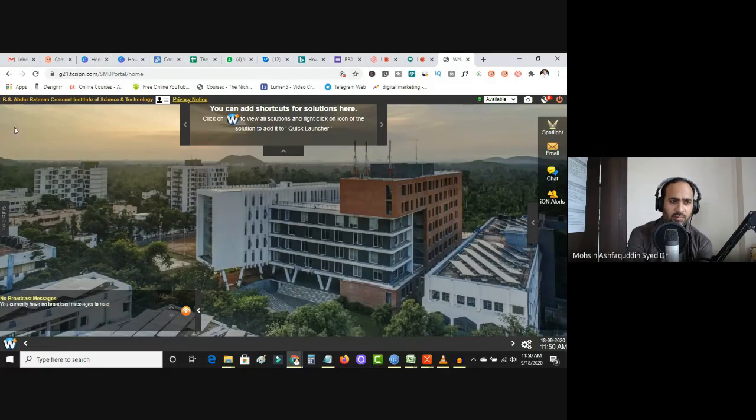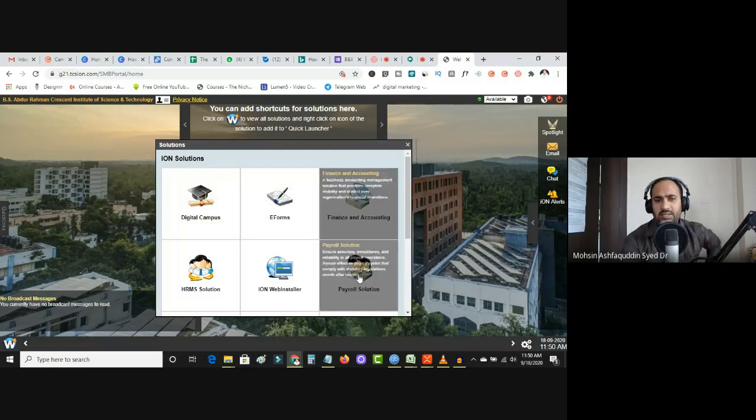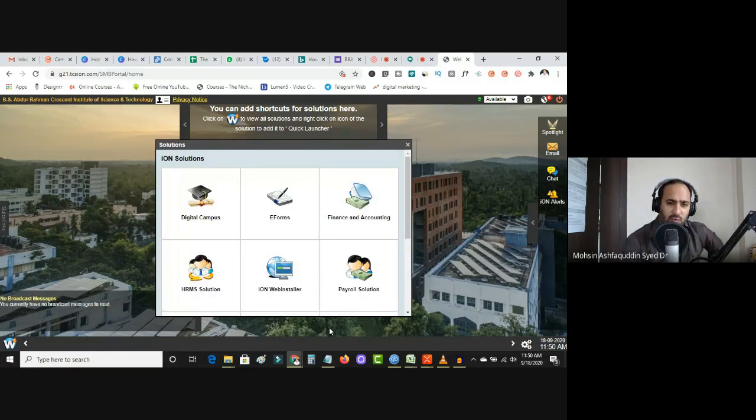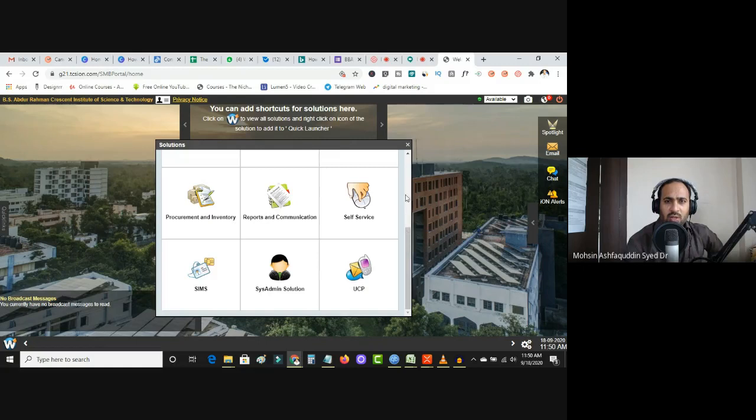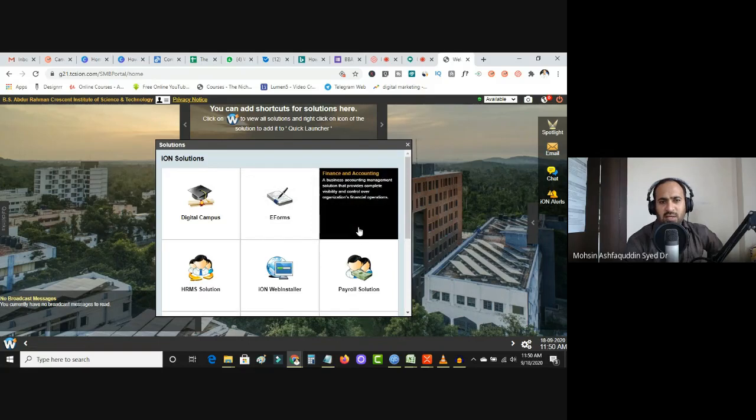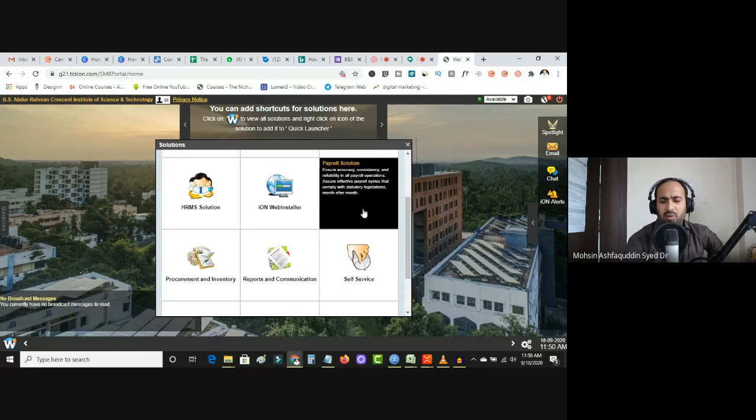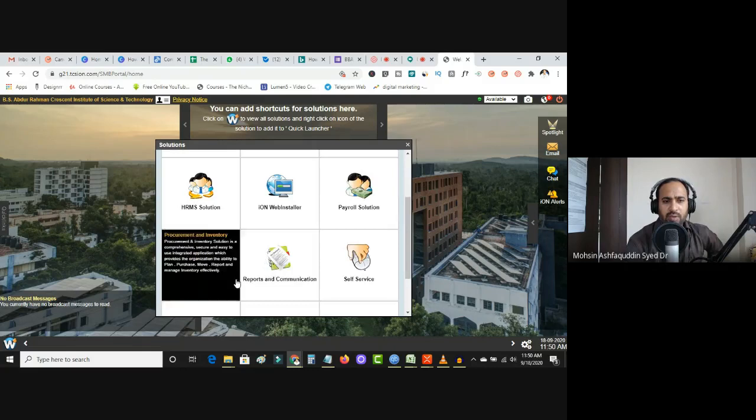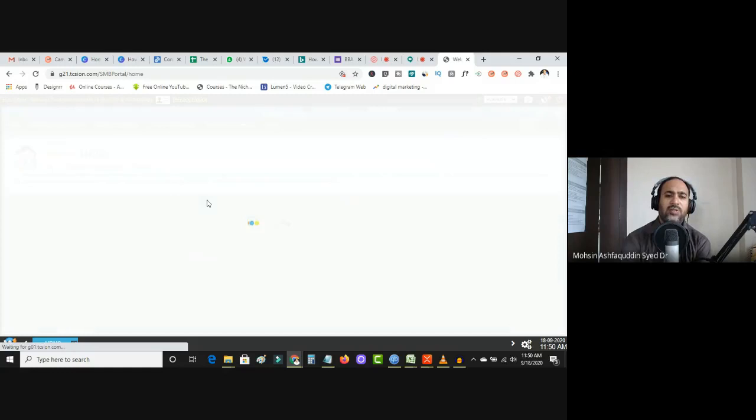If you go here, then these are the areas. Now, this is what I can see as an employee. As an HR, they get more features to view. These are the main functions like digital campus, e-forms, finance accounting, HRMS solutions, iON web installer, then payroll solution. If there is something related to salary, payroll, attendance, it will be shown here. Procurement report, self service. So I'll go to HRMS. HRMS means HR management system.